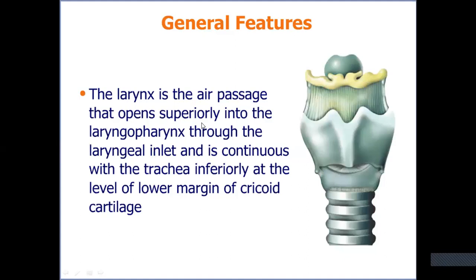Larynx is the air passage that opens superiorly into the laryngopharynx. The pharynx has been divided into three parts: nasopharynx, oropharynx, and laryngopharynx, right? So the larynx opens superiorly into the laryngopharynx through the laryngeal inlet and is continuous with the trachea inferiorly. This is the trachea. It is continuous with the trachea at the level of the lower margin of the cricoid cartilage. So this is the cricoid cartilage.